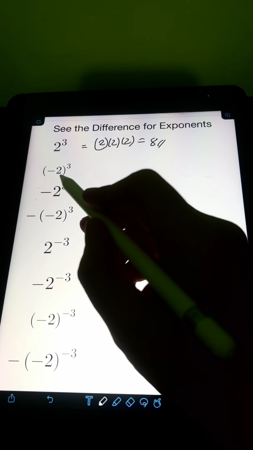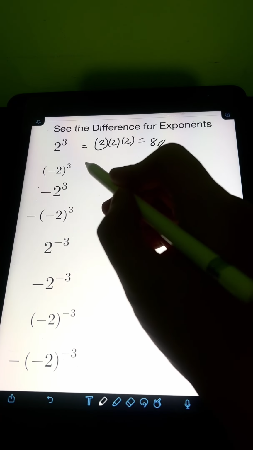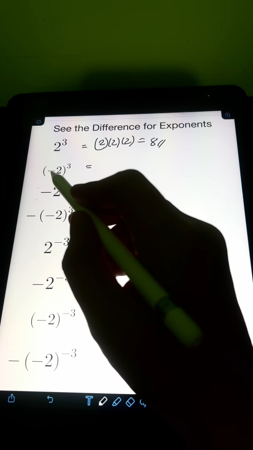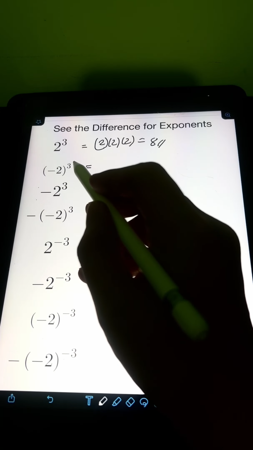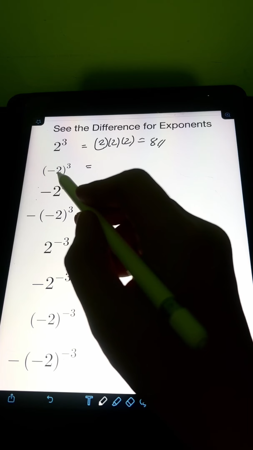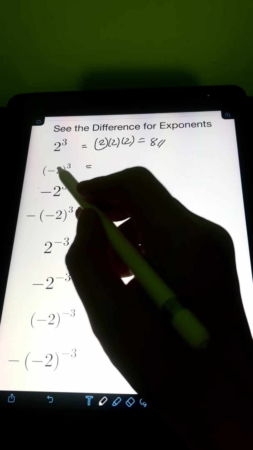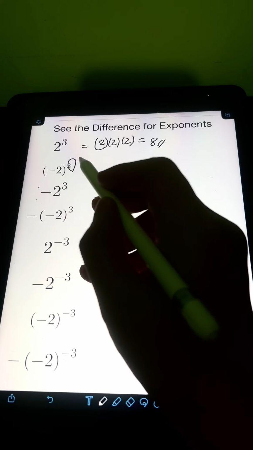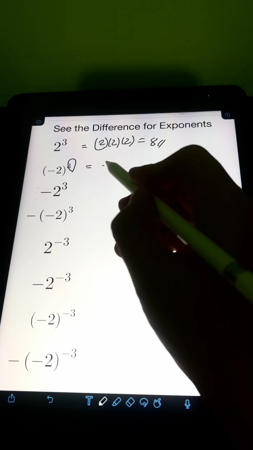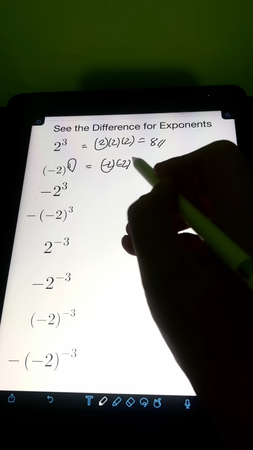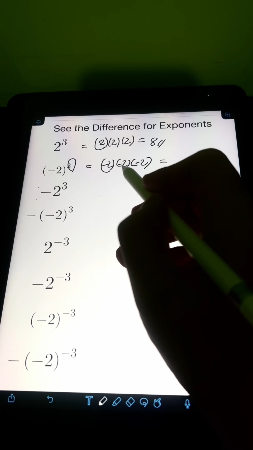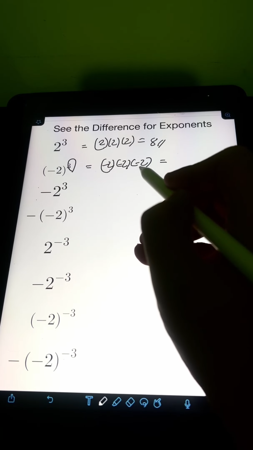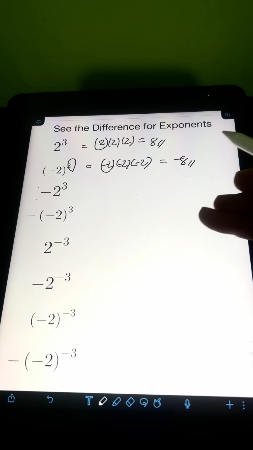For the next one, you have negative 2 quantity raised to the third. When you have a negative base enclosed in parentheses and you raise that to an exponent, it means that the negative sign is part of the base. So the base is negative 2 and the exponent is 3. So we will have 3 factors of negative 2: negative 2 times negative 2 times negative 2. Negative 2 times negative 2, positive 4. Then times negative 2, negative 8.